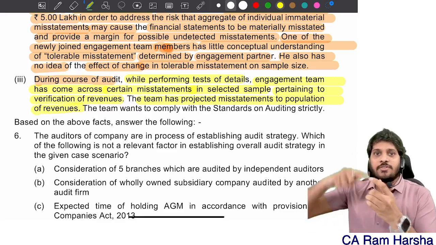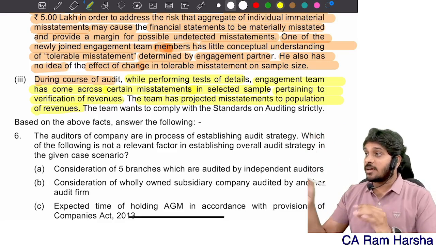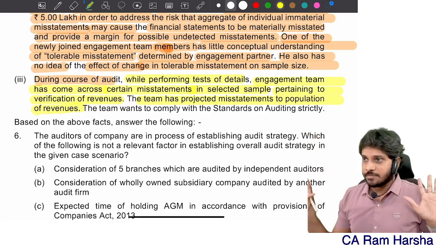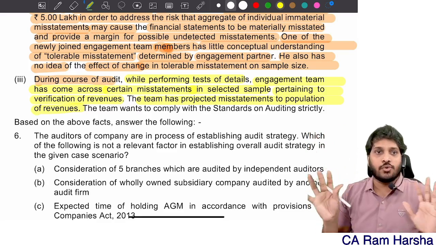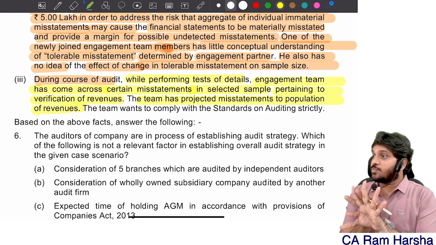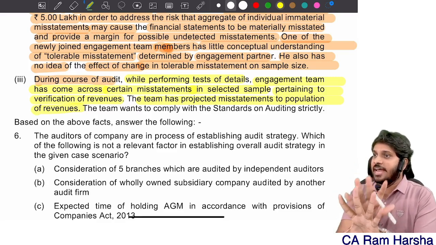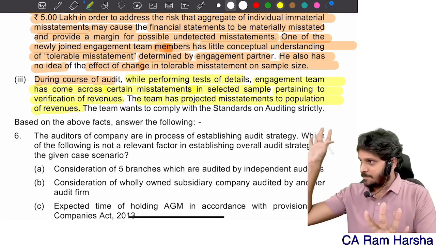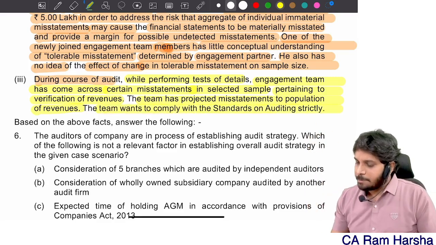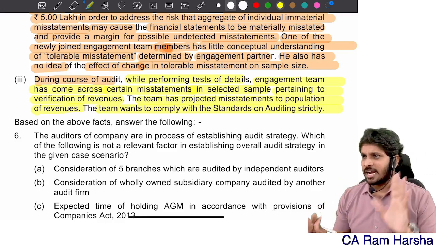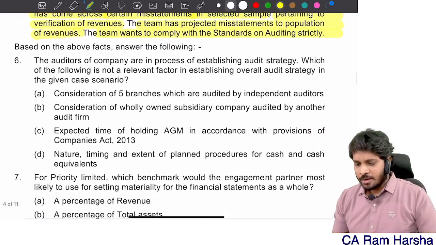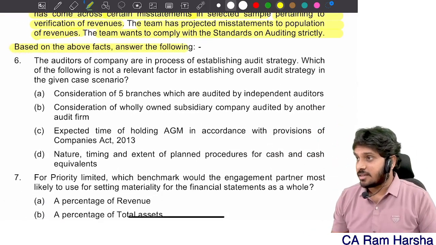After classifying only, we should project. When we are projecting, anomaly should be excluded, and the remaining misstatements which are considered to be repetitive in nature, those we need to project. The team wants to comply strictly with SA 530. Okay, this is the case study. Based on the above facts, answer the following.